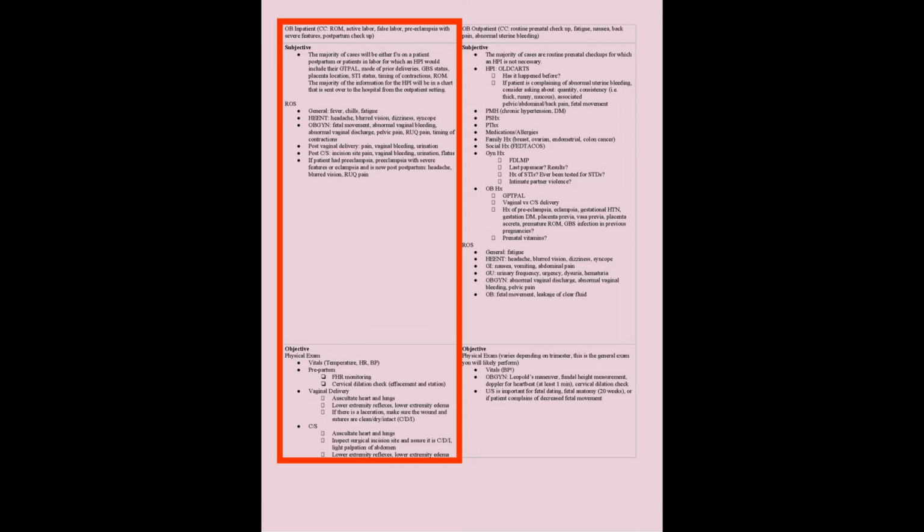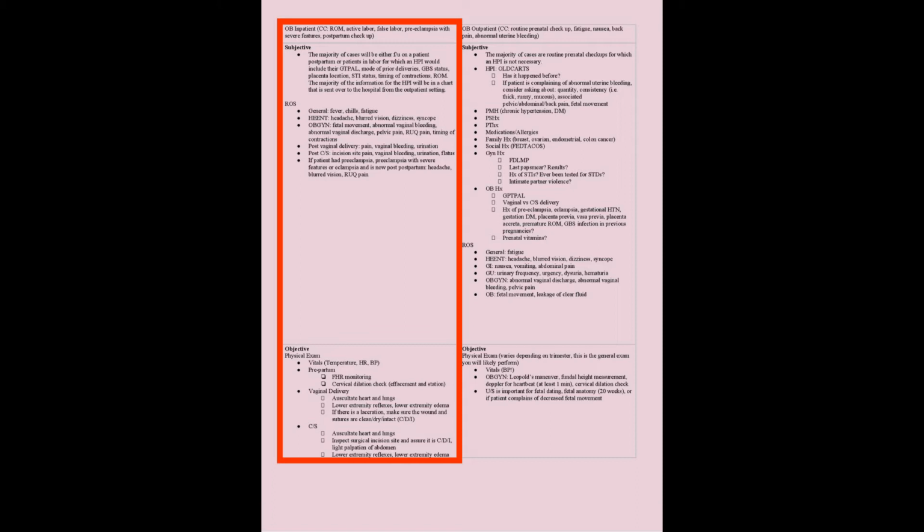For ROS post-vaginal delivery, ask about pain, vaginal bleeding, and then if they were able to urinate or not. For post-cesarean, ask about incisional site pain, vaginal bleeding, urination, and then if they were able to pass gas. For any patient who had a baby and then had preeclampsia or preeclampsia with severe features, make sure you ask about headache, blurred vision, and right upper quadrant pain post-delivery.